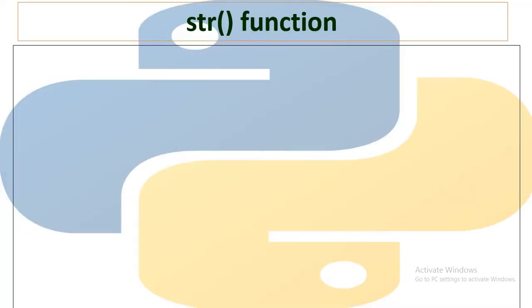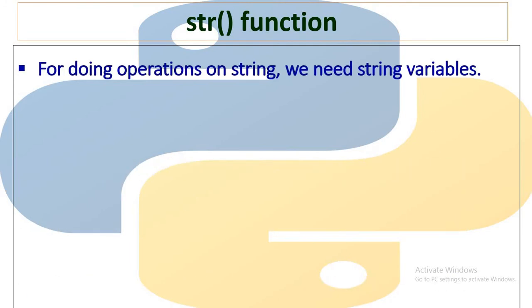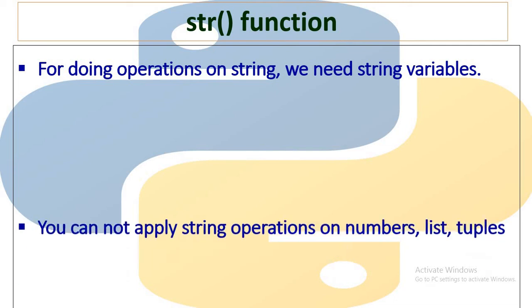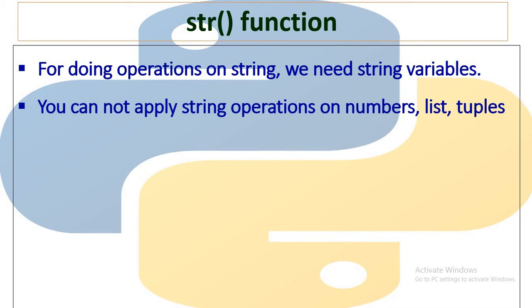Now we will discuss this str function. This str function is used to convert any data type into string, because we are discussing string operations, and string operations can be carried out only on string. So if some data is not in a string format, then how to convert that data into a string format? By using the str function. So you cannot apply string operations on number, list or tuple. String operations can be applied on string, not on other data types.